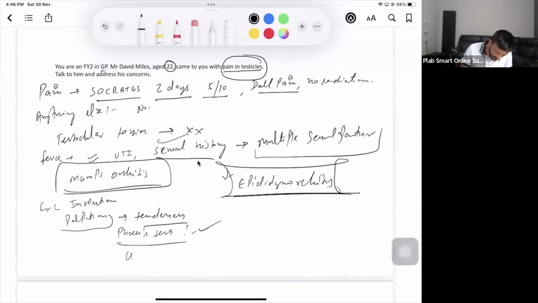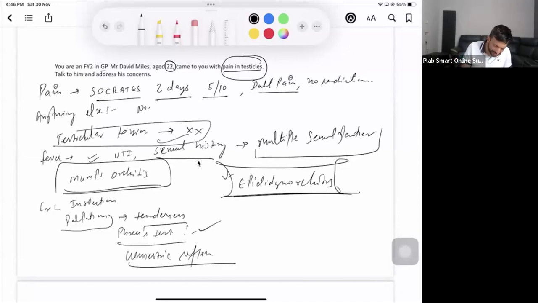What about your cremasteric reflex? I think it's not required because the cremasteric reflex is lost in testicular torsion. Are you looking for testicular torsion in this particular case with the history that I've given? I don't think so. So you can skip that as well. So what we did: inspection, palpation, and maybe Prehn's test, and that is enough, right?